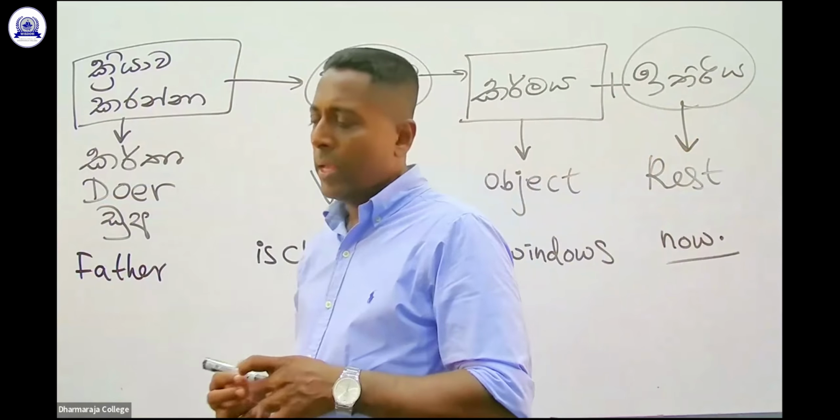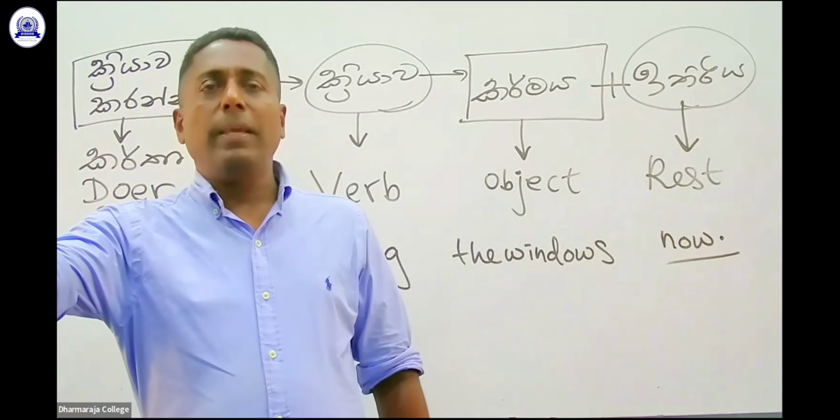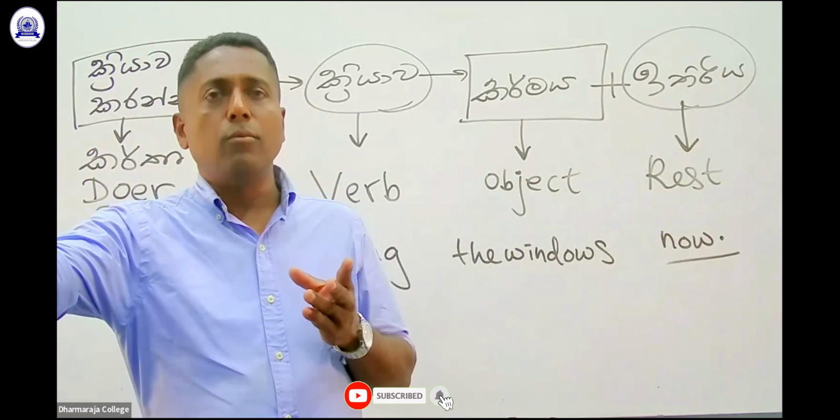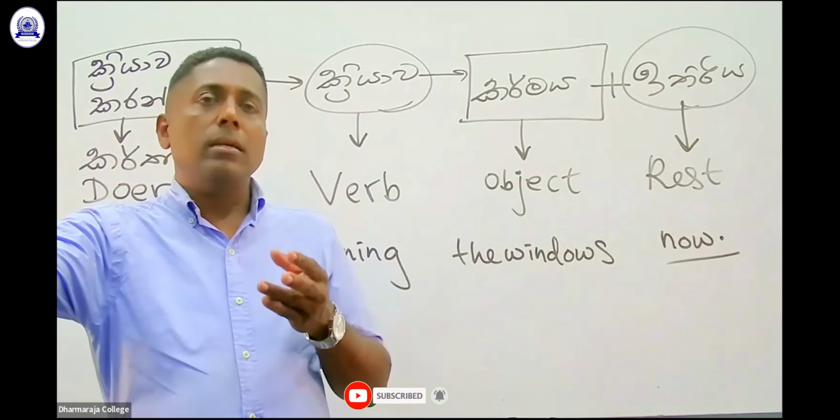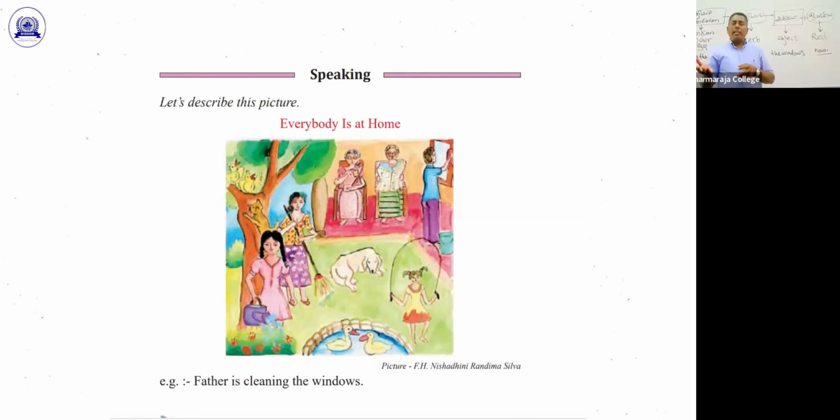Now we are going to make sentences from the picture. Picture reading. What is father doing? Father is cleaning the window. What is grandfather doing? Grandfather is reading a newspaper. What is grandmother doing? Grandmother is drinking a cup of tea.